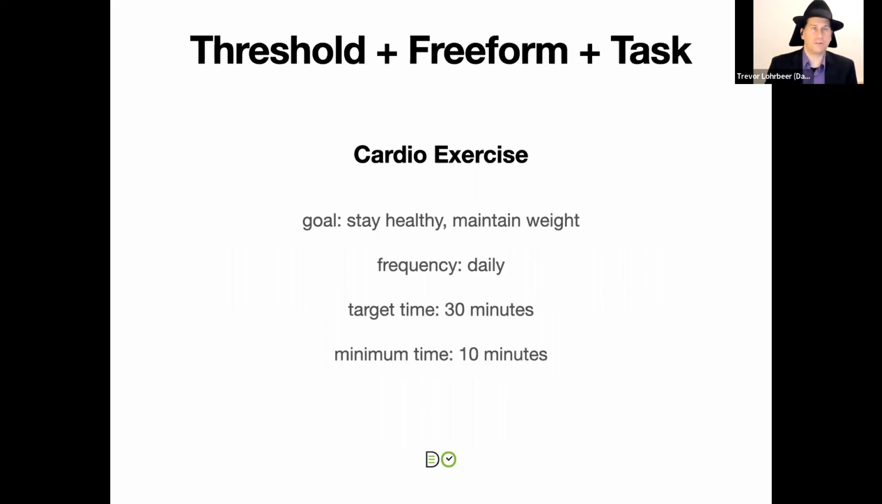Cardio exercise for me is a threshold freeform task. So in this case, what I want to do is every day I want to have some cardio exercise. My target time is 30 minutes, but my minimal time is 10 minutes. So what this means is ideally I'm going to go for a run, I'm going to dance, I'm going to do some type of cardio. But I need to do at least 10 minutes. So if I schedule it in my calendar, it has to be 10 minutes, even if I'm not feeling it. That forces me to make sure I'm doing cardio every day.